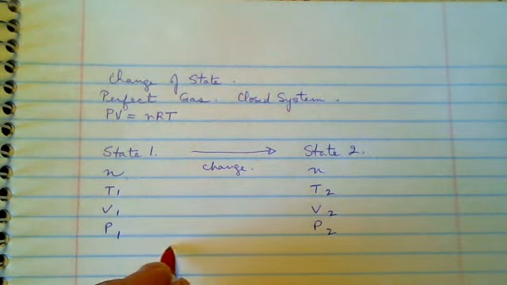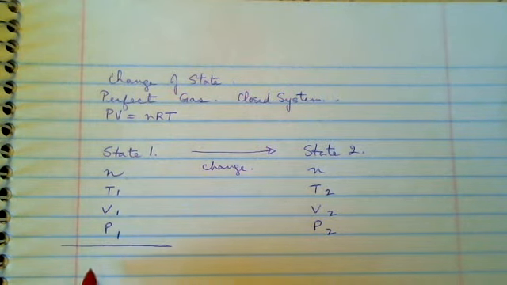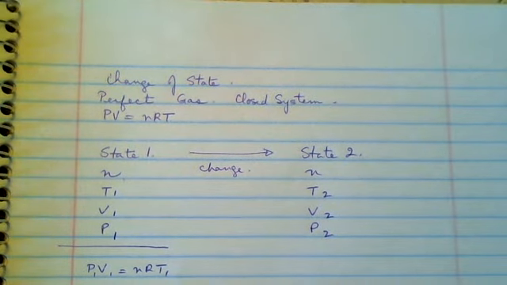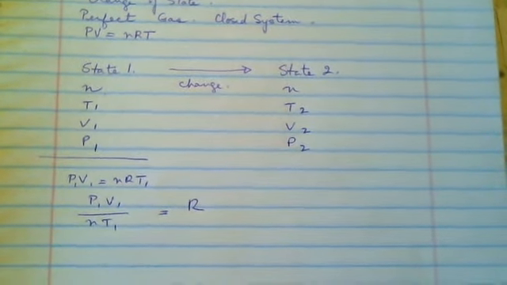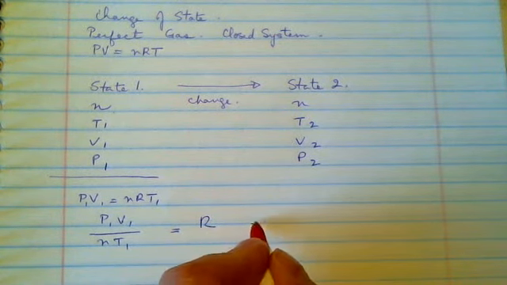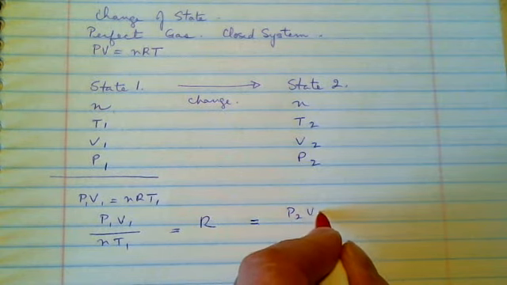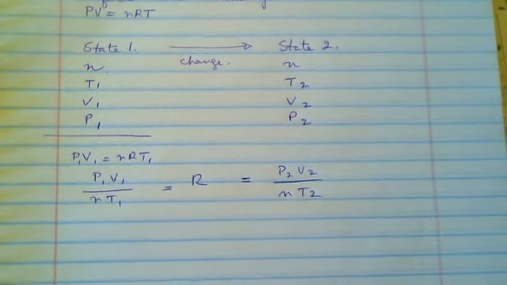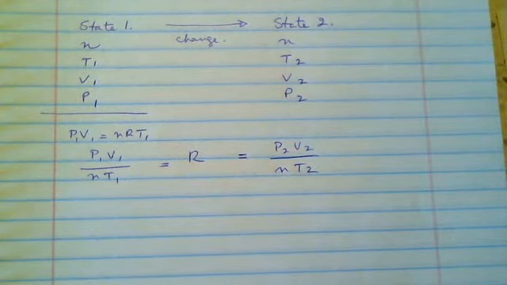Okay, so since the perfect gas law applies, I know that P1 V1 is equal to nRT1. And therefore, P1 V1 over nT1 is equal to R. Oh, sorry, I was out of view on that. Let's just fix it. Okay, and the same thing can be said over here. P2 V2 over nT2. So this is what I'm looking for, this sort of logic, after you write out all of your givens.